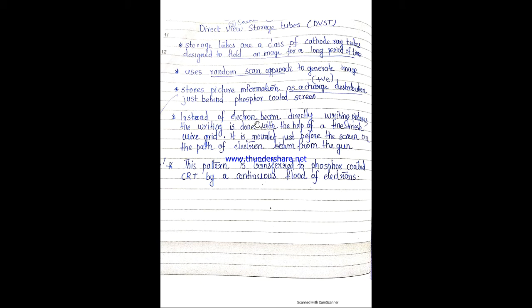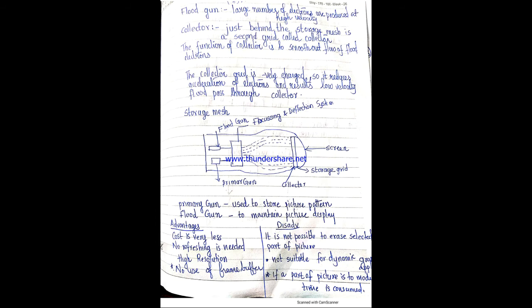Here, instead of the electron beam directly writing the pictures, the writing is done with the help of a fine mesh wire grid. It is mounted just before the screen, and it is also on the path of the electron beam from the gun. Instead of passing the electron beam, we are writing the pictures with the help of this fine mesh wire grid. This storage grid is the fine mesh wire grid.